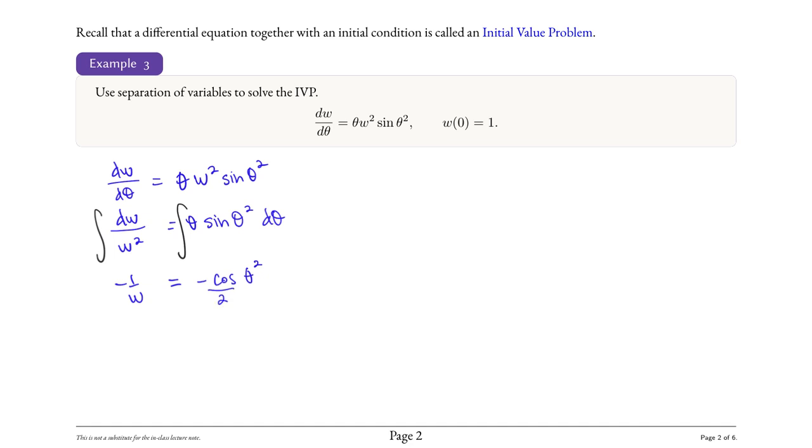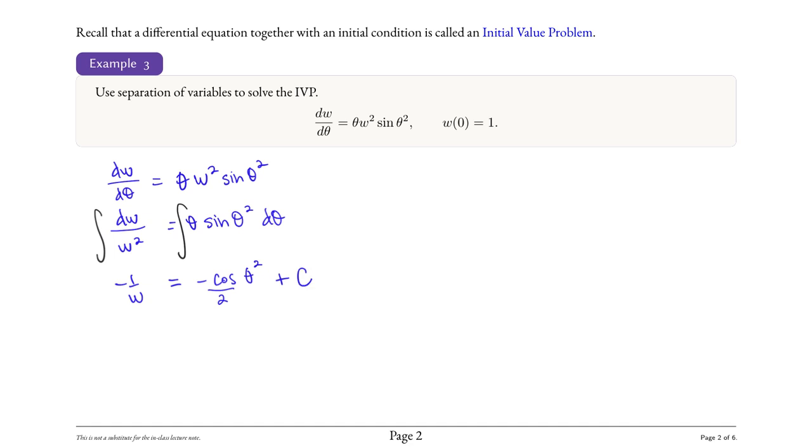Note that if I take the derivative of minus 1 over w, I would have negative 1 w to the negative 2, which is good. And if I were to take the derivative of negative 1/2 cosine of theta squared, I would get negative 1/2 times negative sine of theta squared times 2 theta. Theta stays, 2 cancels out the 2, which is good. We still need to add a c.